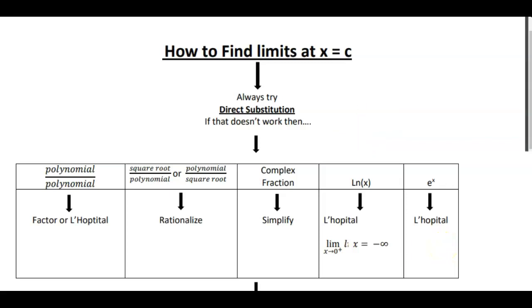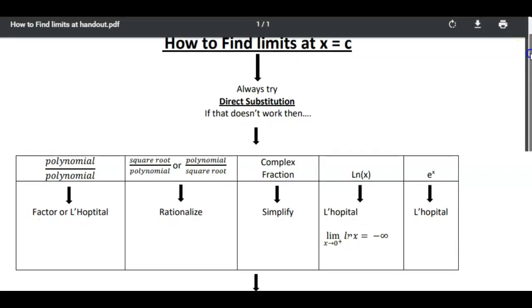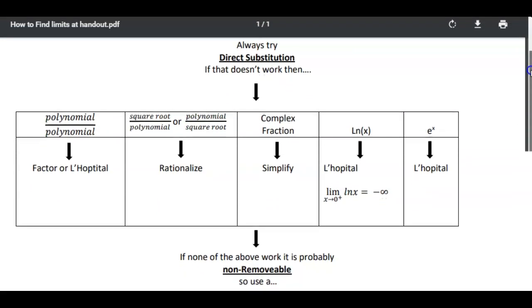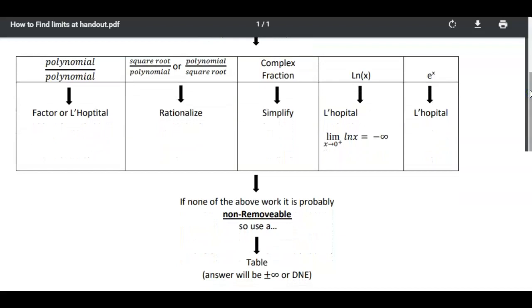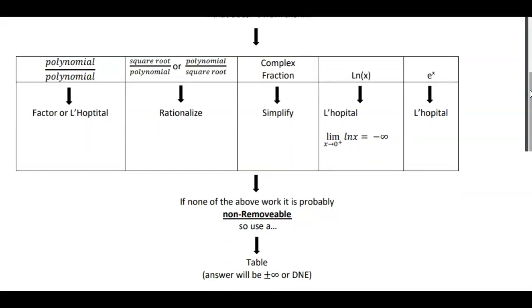Now, after that, we only have one recourse at our disposal. If none of those things work, then the only thing left for us to do is to use a table. If you can't remove the discontinuity with one of these strategies of simplifying, rationalizing, or using L'Hopital, the only thing you can do is use a table. So, just make a table, plug the number in the middle, find something to the left and right, and see what you get. And that's pretty much your only recourse at that point.